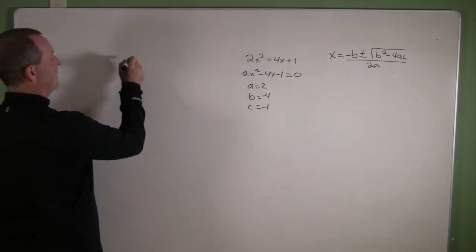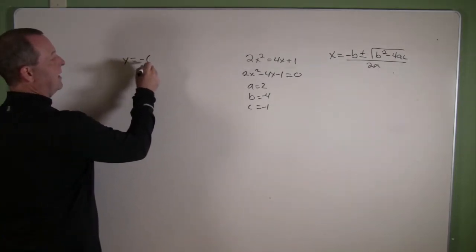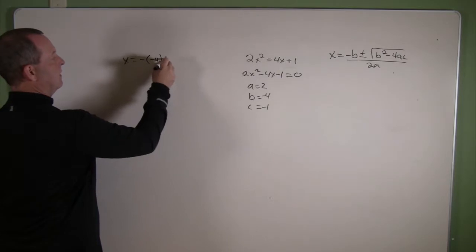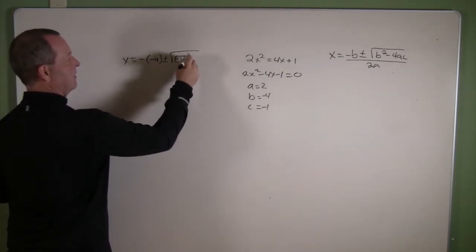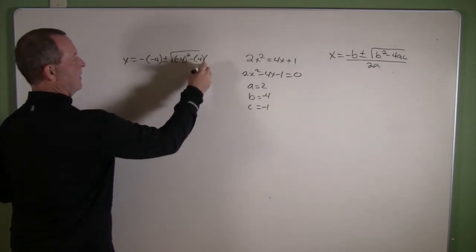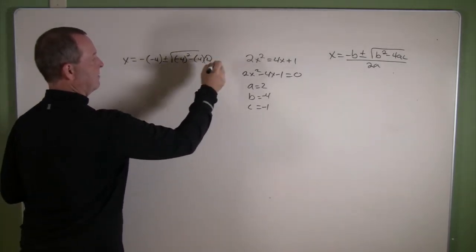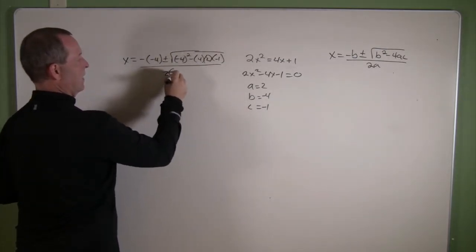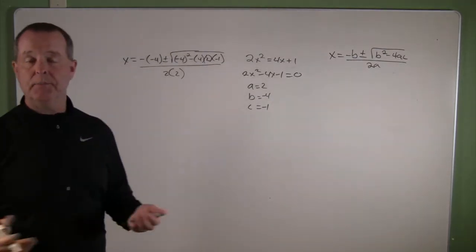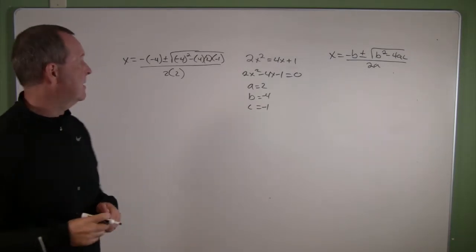So x equals the negative of b, which is negative -4, plus or minus the square root of -4 squared minus 4 times a times c, all over 2 times a. Just simply plugged in a for a, b for b, c for c.